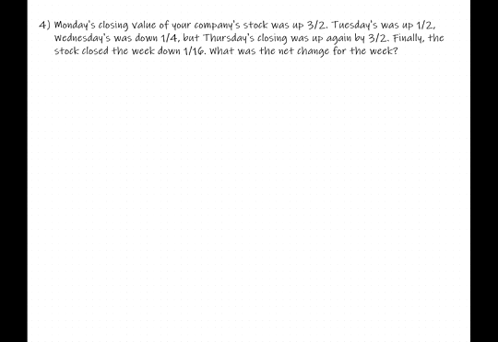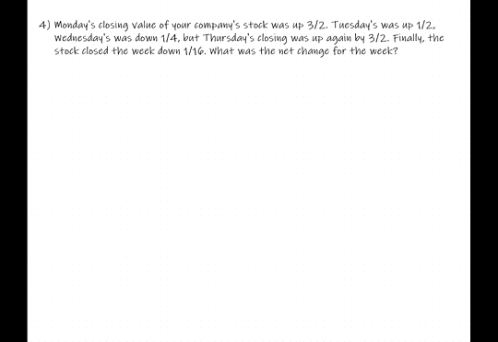Monday's closing value of your company's stock was up 3/2. Tuesday was up 1/2. Wednesday's was down 1/4, but Thursday's closing was back up again by 3/2. Finally, the stock closed the week down 1/16. What was the net change for the week?